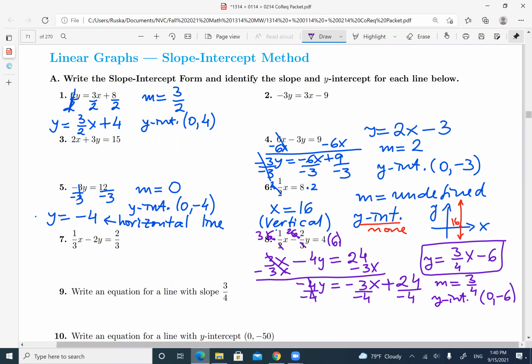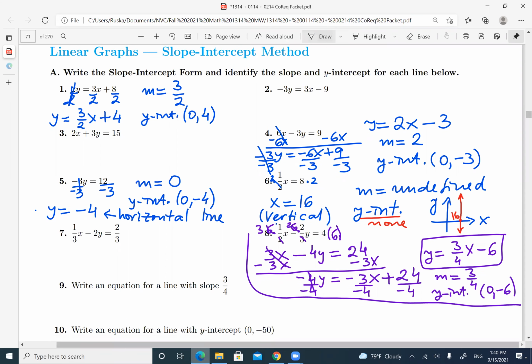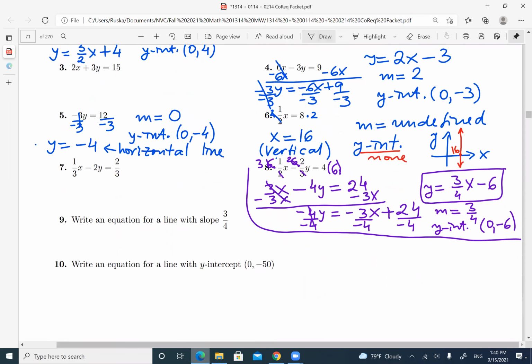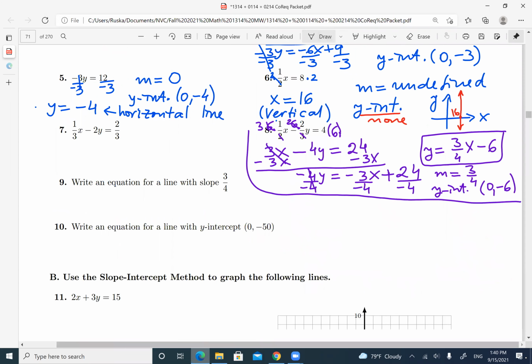When you have fractions, don't be afraid of them. Just get rid of them by multiplying by the denominator. Okay? So that's how you solve for y. In order to use the slope-intercept method, you have to get the equation in that form. And this is how you do it.